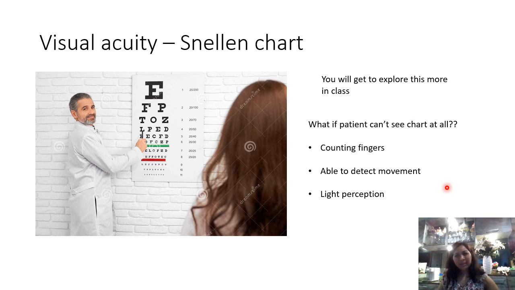What happens if your patient can't even read that big fat E on top of the chart? Then you have to resort to different ways of assessing the visual acuity. Can they count your fingers? How many fingers is this? 2, 3, 4. Or can you wave your hand in front of the eye? Can they see that there's movement? If they can't even see movement, shine a light in their eyes, see if they have light perception. If they can't even see light perception, they are essentially, to all intents and purposes, blind.